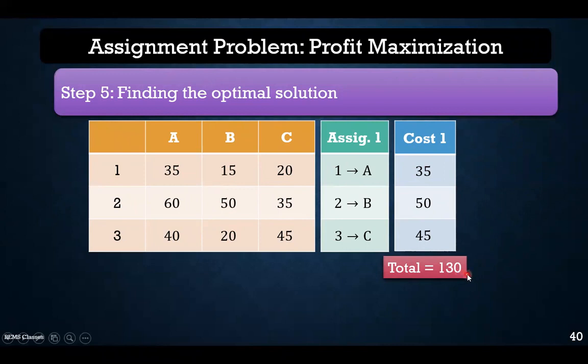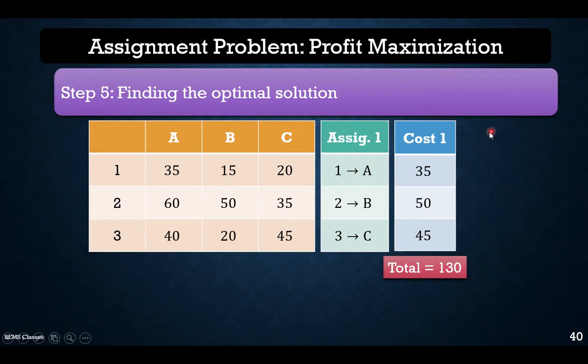So from this study we can say that we are using the Hungarian method for finding the maximum profit, or for profit maximization type of problem. In that particular problem, what we did is we subtracted each value from the maximum value, or from the highest value, and we solved the problem in the same way as in the minimization type of problem. So this is the final optimal solution of this maximization type of problem. The maximum profit we obtained from this solution is 130 units.